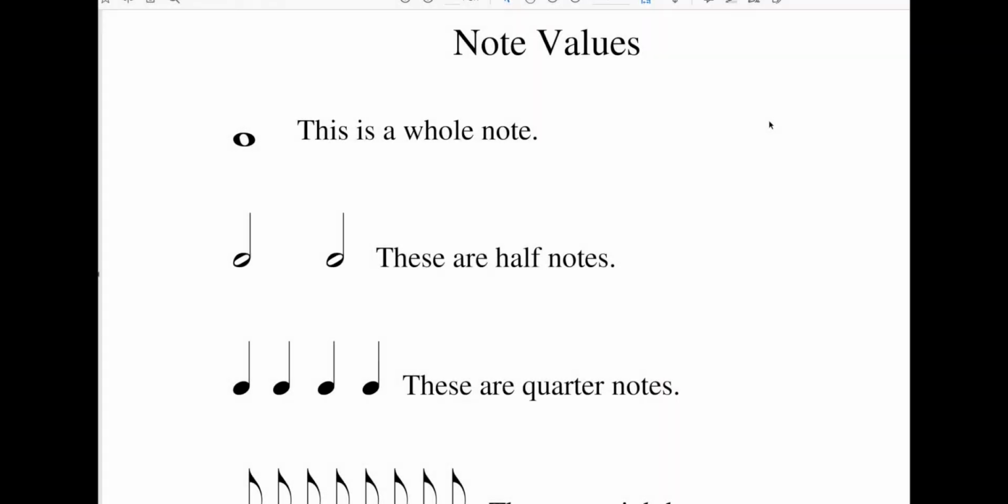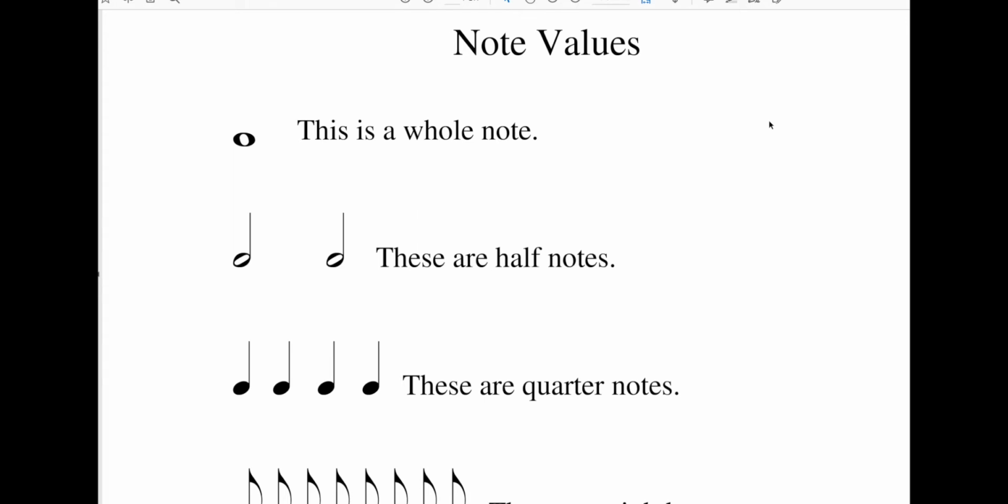Hi, everybody. I wanted to talk to you today about some rhythmic concepts. And the first thing we're going to talk about are just the basic note values.